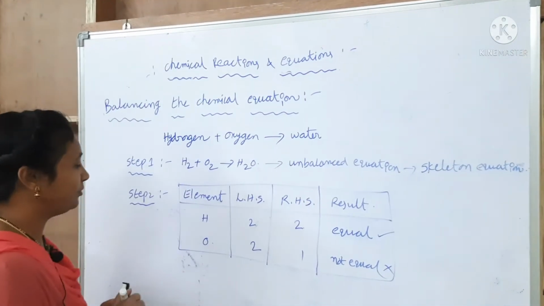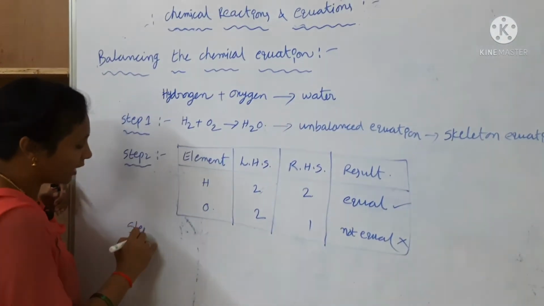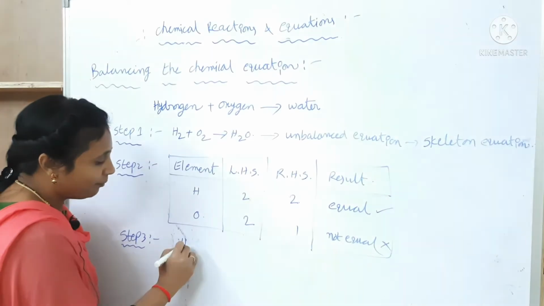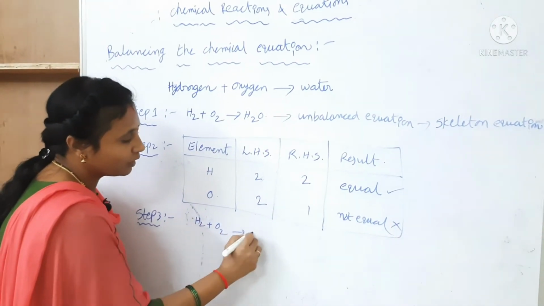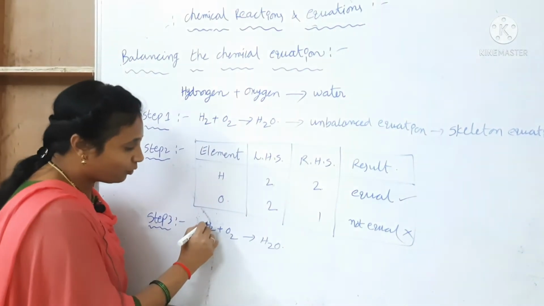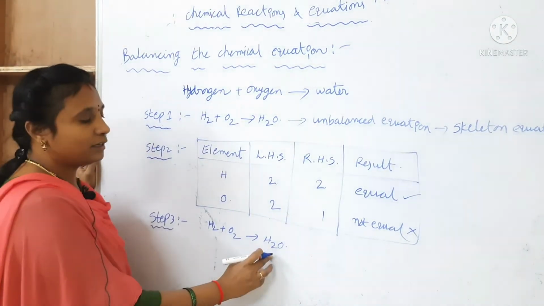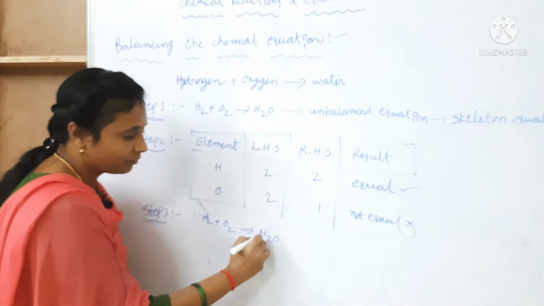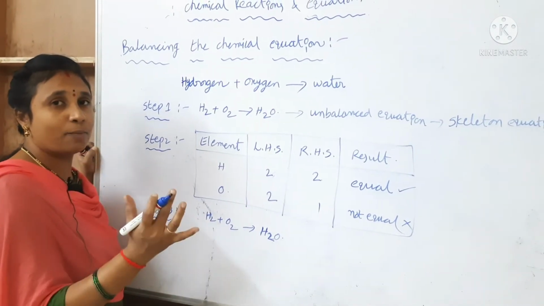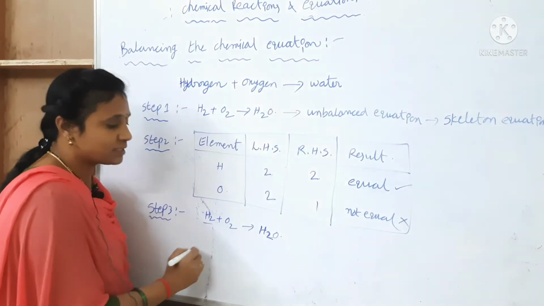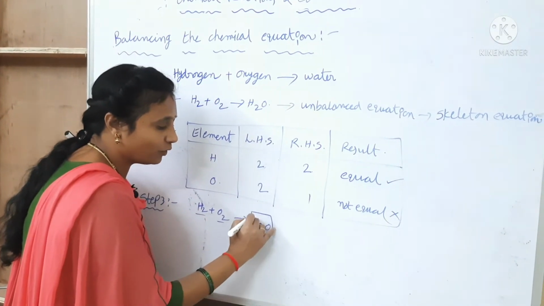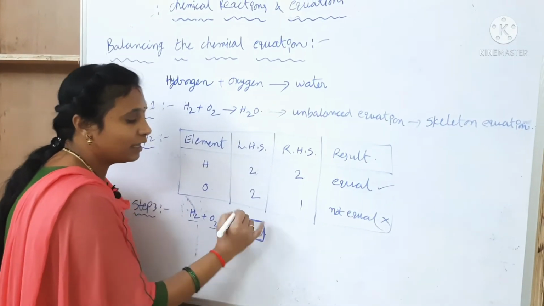Next, in step 3, we have to balance the given equation. Here I am taking H2 plus O2 gives H2O. On the left side, for balancing you have to take the largest complex compound. Here H2 is the smallest, O2 is the smallest, and the largest compound is H2O. You have to take H2O.